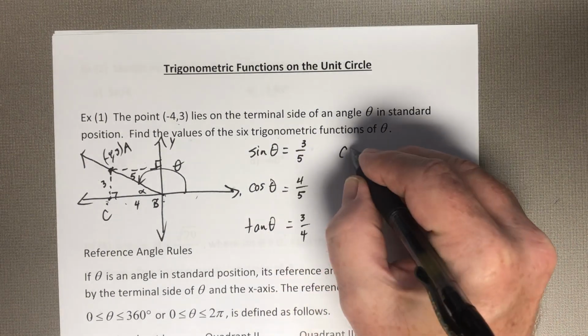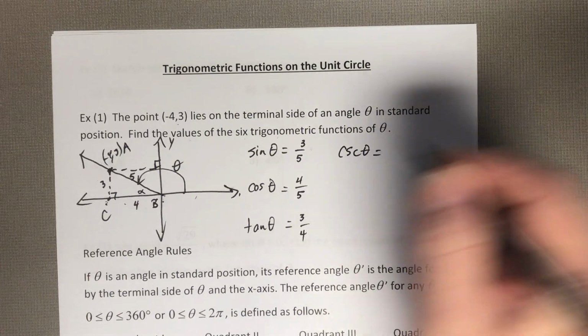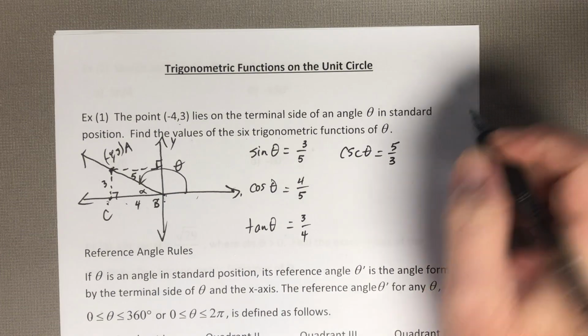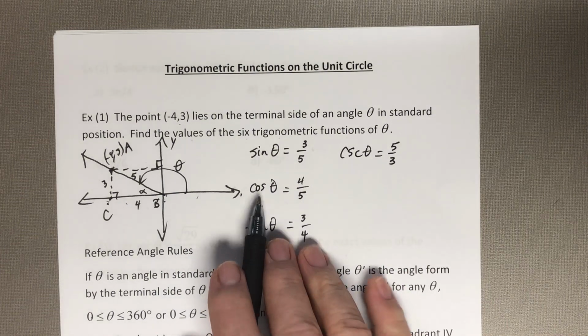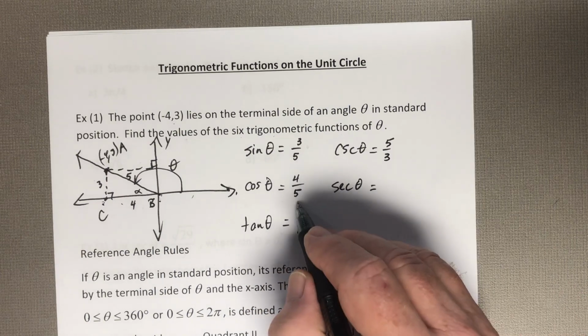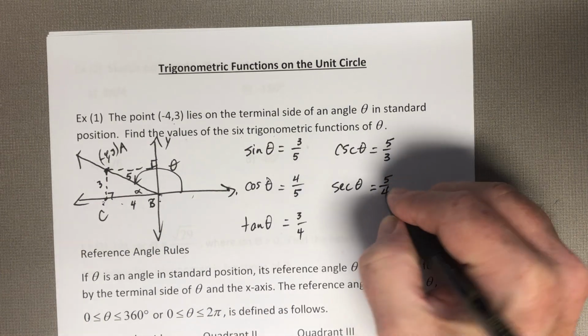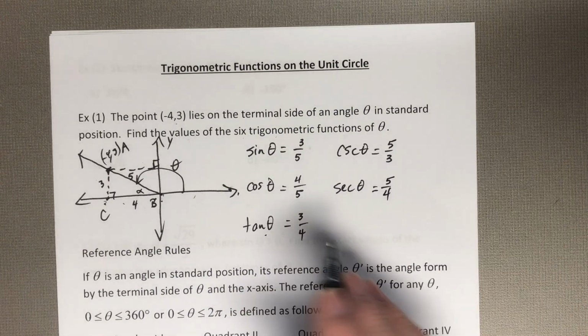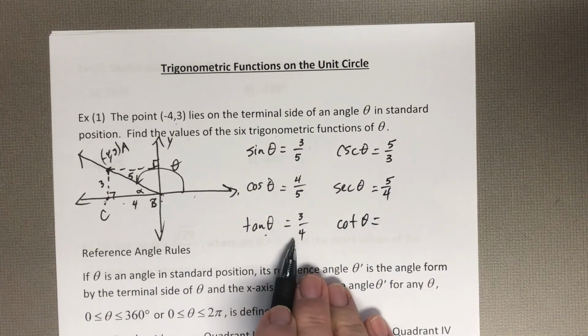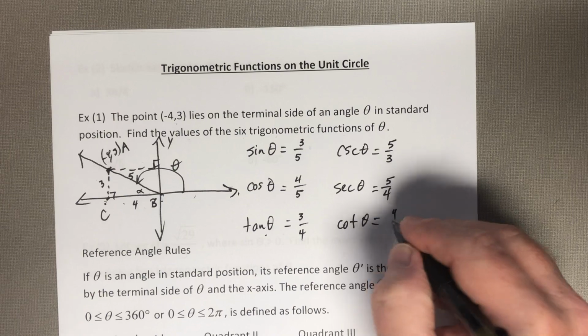The reciprocal of the sine is the cosecant, and the reciprocal of 3/5 is 5/3. The reciprocal of the cosine is the secant, and the reciprocal of 4/5 is 5/4. And the reciprocal of the tangent is the cotangent, and the reciprocal of 3/4 is 4/3.